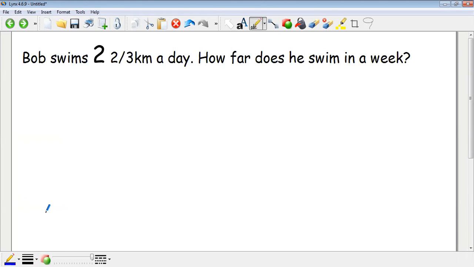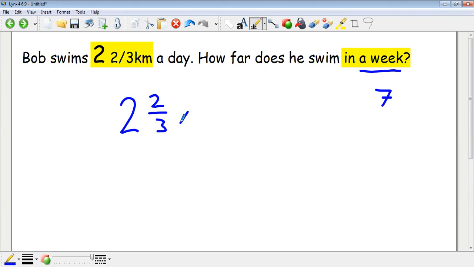It's like this. It says, Bob swims 2 2/3 of a kilometre a day. How far does he swim in a week? So in a week, the distance is going to be important. So we've obviously got 2 2/3 here. Then we've got in a week, so we're going to have to know what that means. So obviously we're going to need 7 days, so in a week. So now we've got what our number sentence looks like.